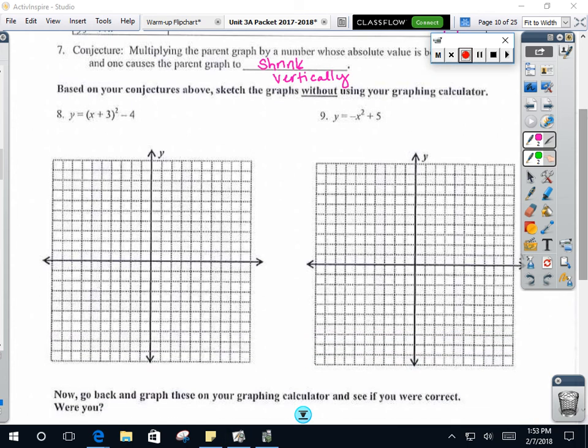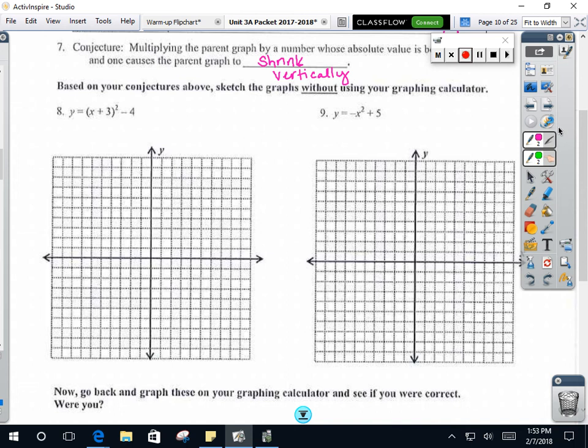Finish this up, guys. We only got 7 minutes. Based on your conjectures above, sketch the graphs without using your graphing calculator. Okay, y equals (x plus 3) squared minus 4.